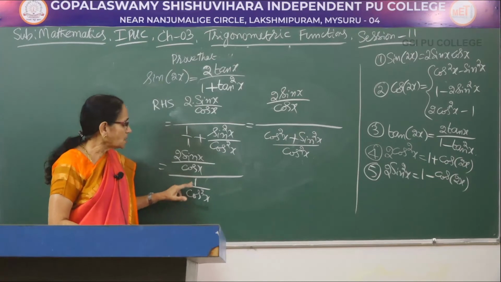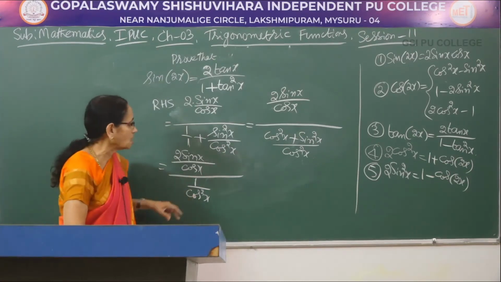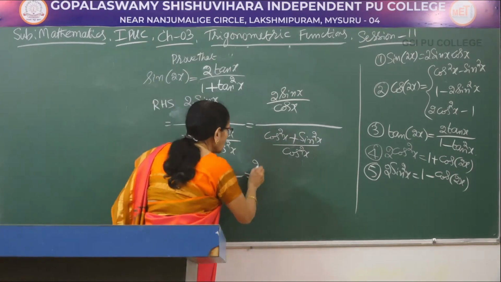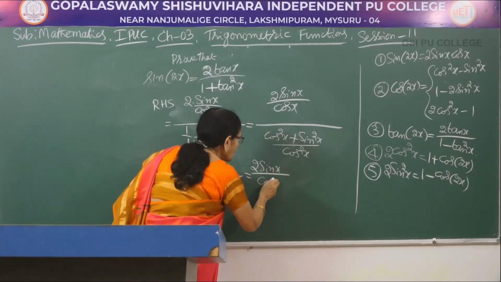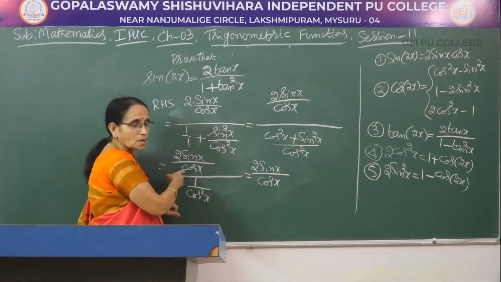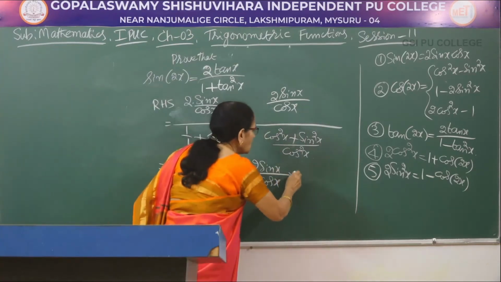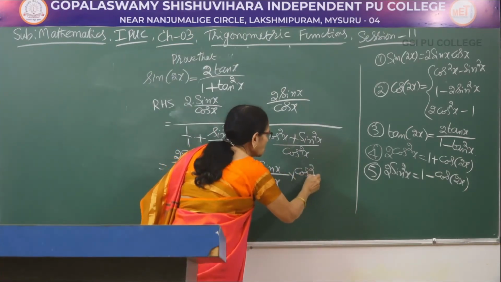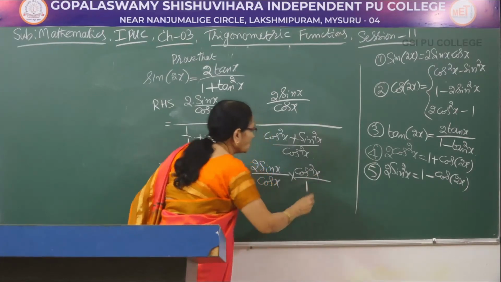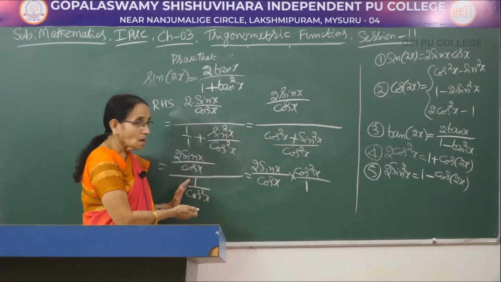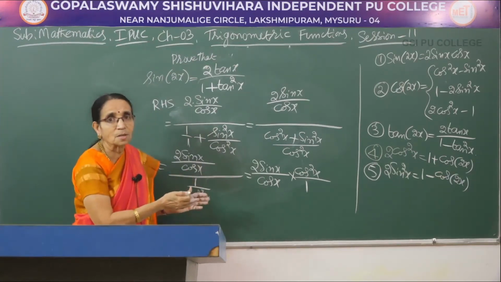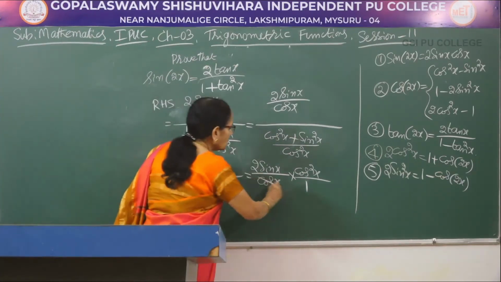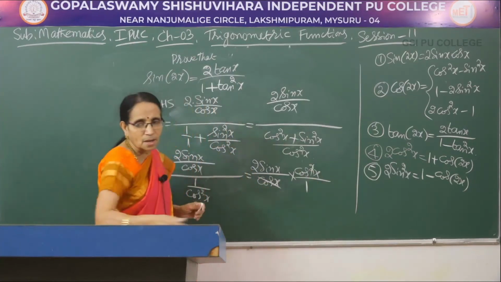This being the denominator of the denominator goes to the numerator. So it can be written as 2 sin x divided by cos x, I am writing the numerator. This cos square x has gone to the numerator. So cos square x divided by 1. I hope you remember they tell you to write it in the reverse order, the reciprocal. So 1 cos x and 1 cos x, they get cancelled.